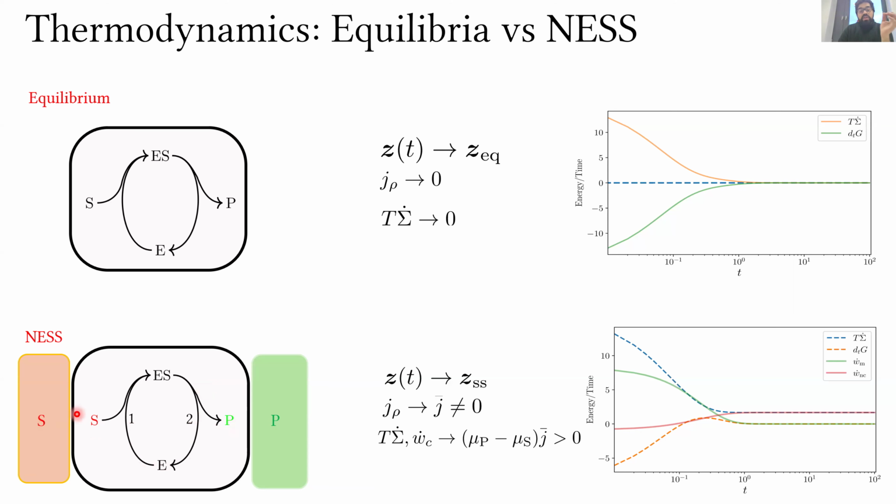And because this reservoir is at some chemical potential mu S, and this is at some chemical potential mu P, what you're doing is creating a current between two reservoirs at different chemical potentials. This has a dissipative cost, and that is precisely what your entropy production is telling you. And in fact, I plot it again, and you see that this time the blue dotted line, which is the entropy production, goes to a non-zero constant.